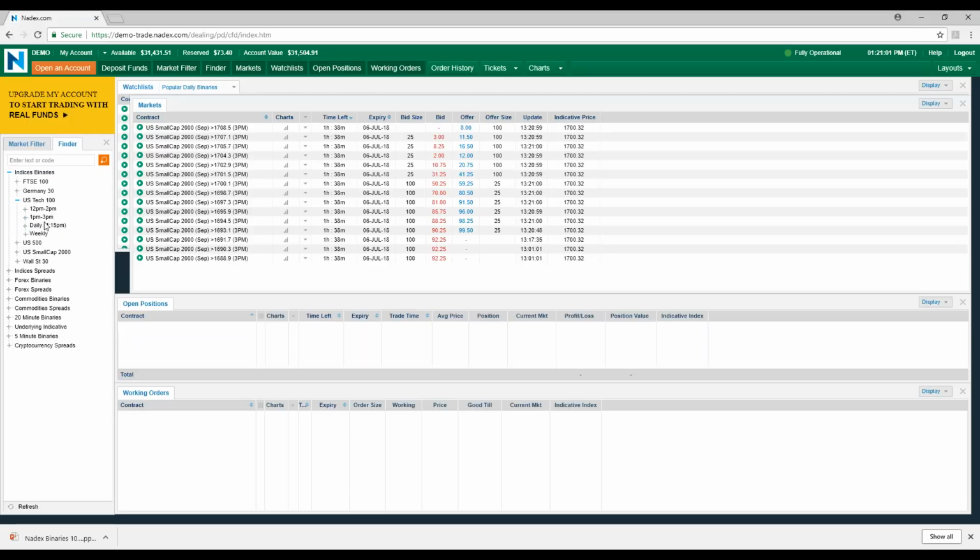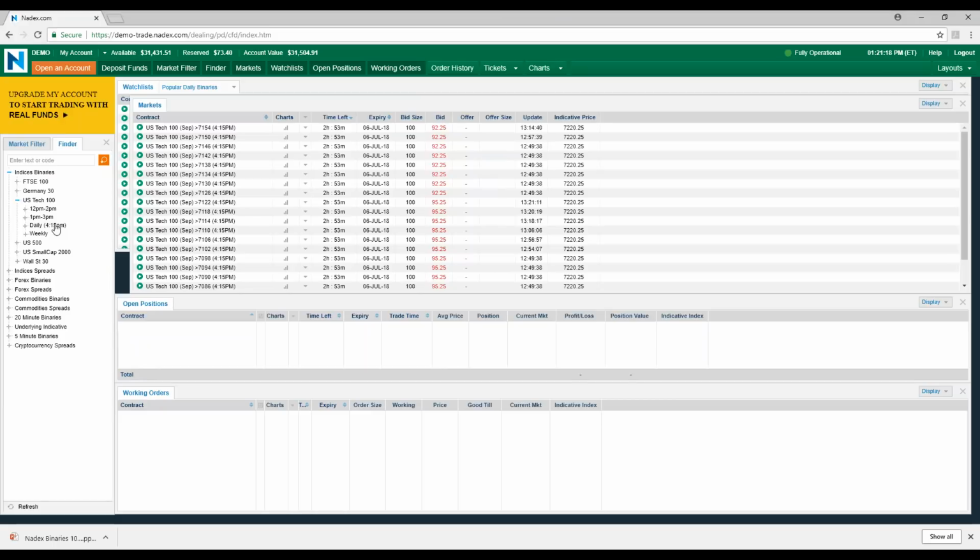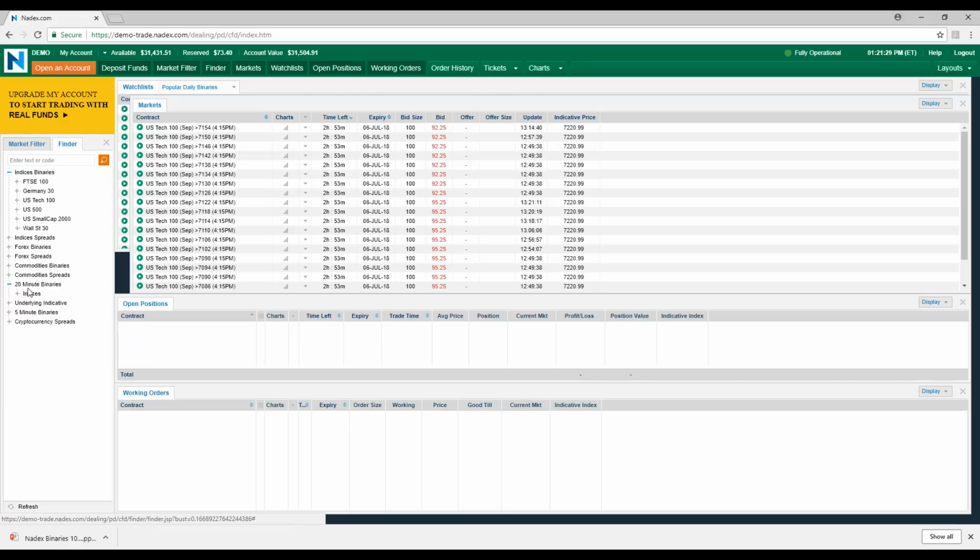Then I have dailies already right now that expire at 4:15, the end of the day. Or I have weeklies that expire end of the day on Fridays. Let's say it was a Monday, I'll have these intraday ones every couple hours. I can get end of day, or I'll have some all the way out till Friday. Or on these US stock indices, I can go down here to 20-minute binaries, and I have some that expire every 20 minutes.